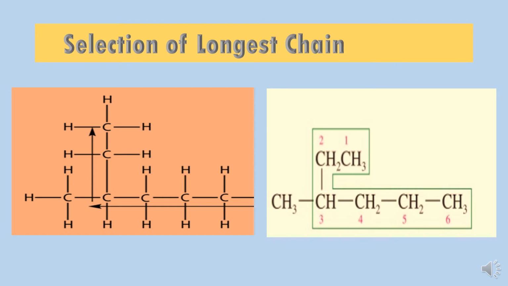So firstly, we will discuss how to select the longest chain. As you can see in the example, the straight chain has only 5 carbon atoms, whereas the chain, if we extend it in the upward direction, will have 6 carbon atoms. So we need to select the chain which contains the maximum number of carbon atoms.